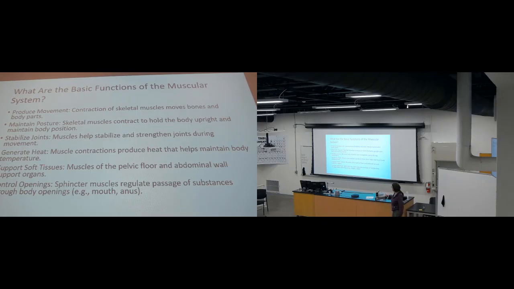So muscles protect and support soft tissues and control openings. We have circular layers of muscles that we call sphincters. And these sphincters allow the entry of substances and exit of substances. So they regulate the passage of substances through the body.